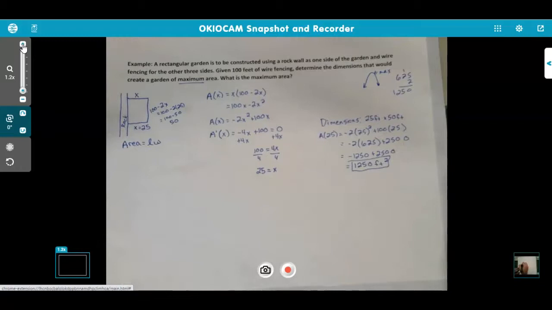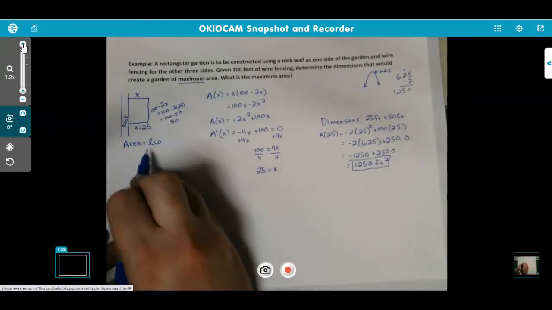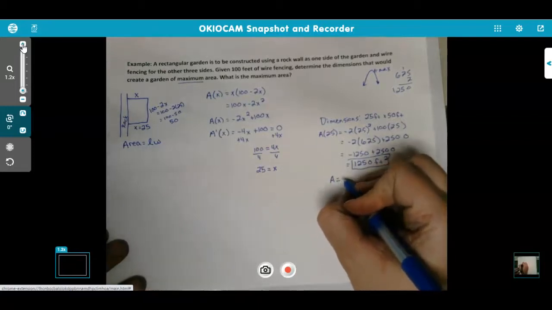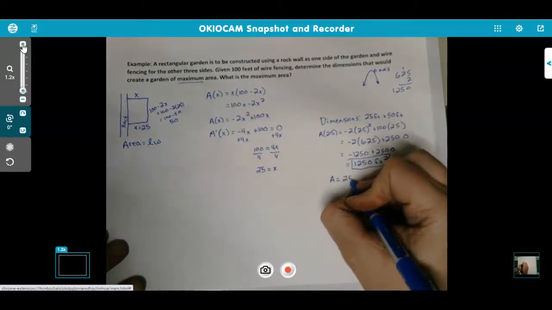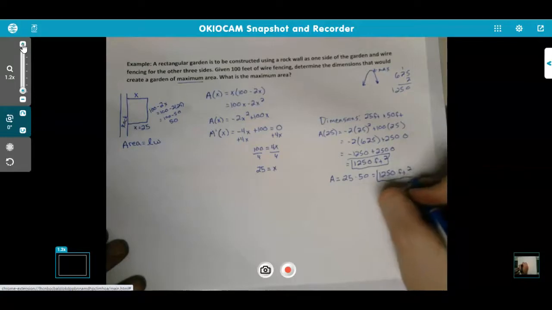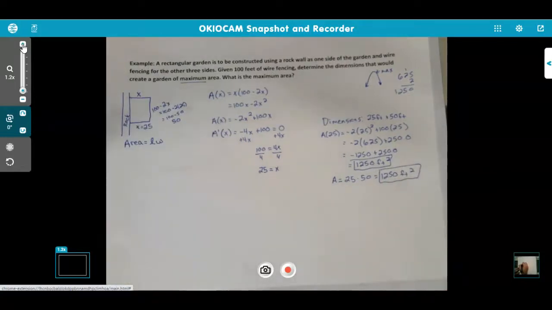Now, an actually easier way is like we wrote down over here, area is equal to length times the width. So we can just do my length 25 times our width 50, which would also give you 2550. Either way works, they're both right. So again here, the maximum is going to be my critical point.